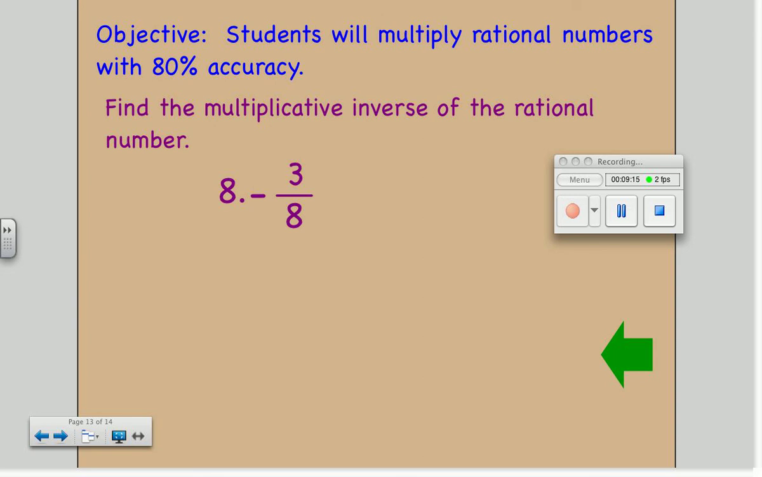Find the multiplicative inverse of the rational number. The multiplicative inverse means I invert it, turn it around. Negative 8 over 3.